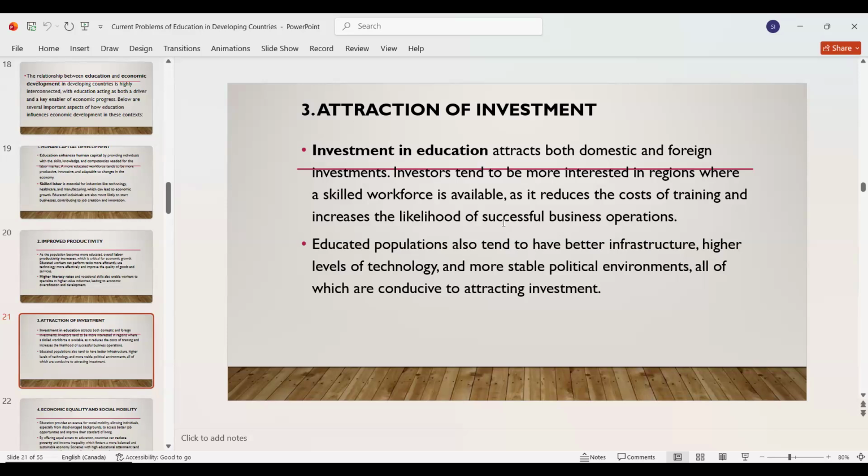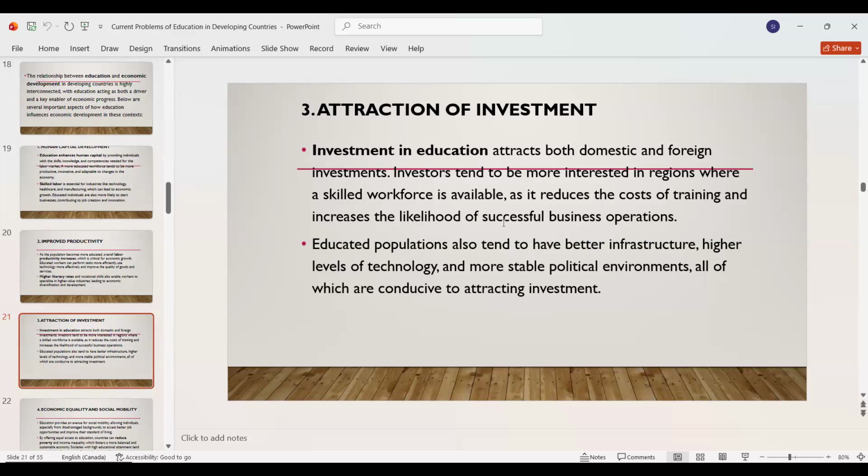So investment in education attracts both domestic and foreign investment. If you are educated, you can go anywhere and work. That is the investment. Don't think that it is a waste. So why are people spending so much money on their children's education? It's an investment. They can earn from that investment.